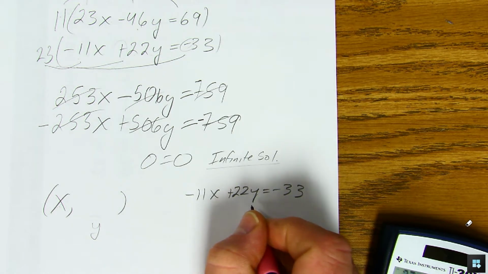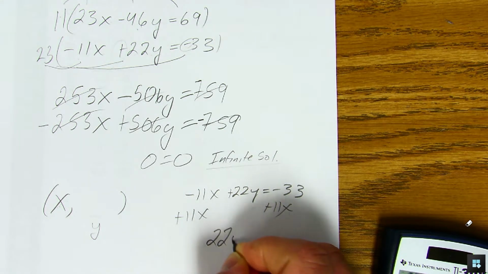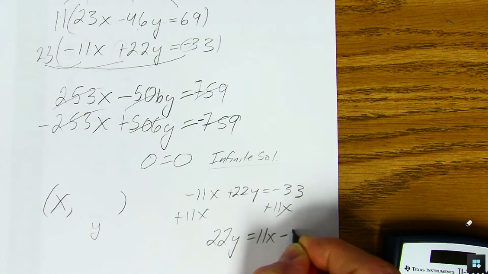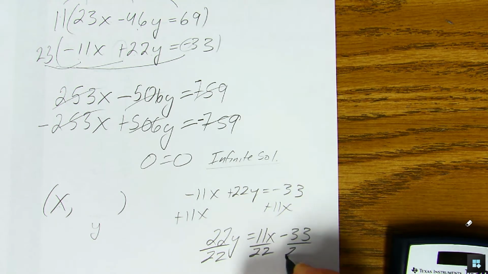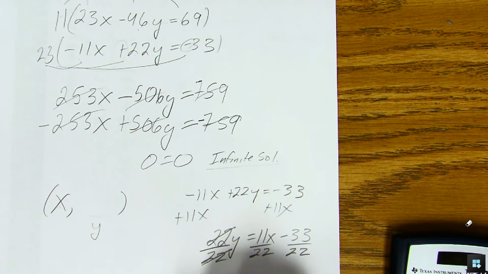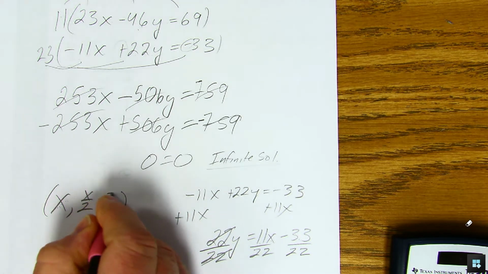And now I just solve for y. So I would add 11x. So I get 22y equals 11x minus 33. Divide by 22. That means to divide this by 22 and this by 22. So I get y equals 11x over 22 is going to just be 1x over 2 minus, and then 33 and 22, 11 goes into both of those. 11 goes into 33 3 times, 11 goes into 22 twice. So my y value is x over 2 minus 3 over 2.